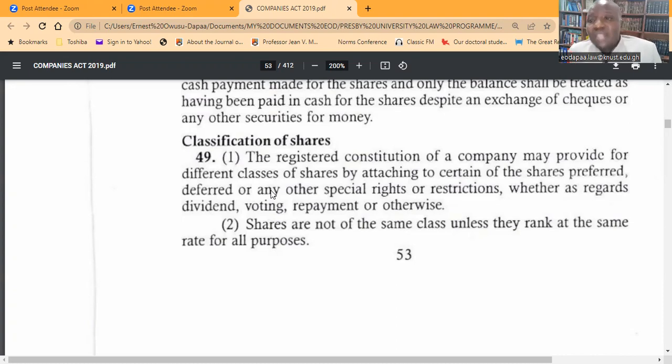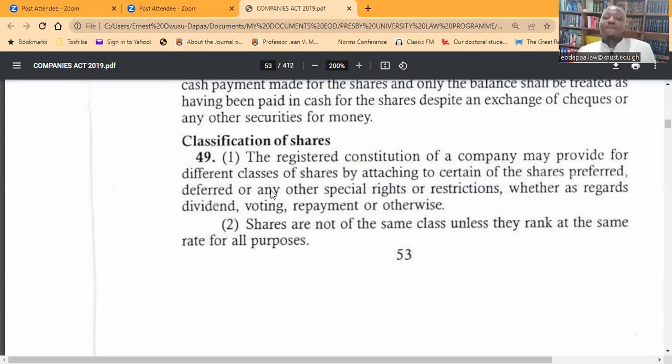Now, what this provision 49(1) means is that it is permissible where the company has a registered constitution, where the company has its own tailored constitution, in the constitution, for example, to provide for different types of shares, different classes of shares. And 49 has just given us an example of the different classes which the company can decide to give. And the examples or the instances provided are not exhaustive. They are not exhaustive at all.